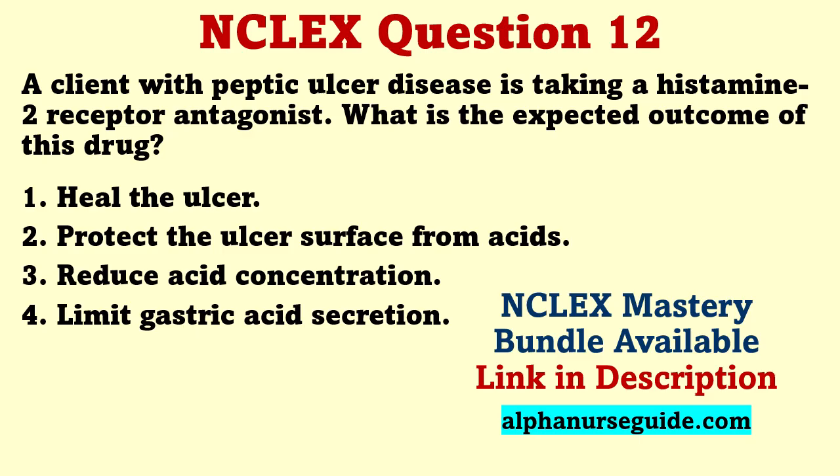Limit gastric acid secretion. Histamine 2 receptor antagonists reduce gastric acid secretion. Antisecretory drugs or proton pump inhibitors, such as omeprazole, help ulcers heal quickly in 4 to 8 weeks. Cytoprotective drugs, such as sucralfate, protect the ulcer surface against acid, bile, and pepsin. Antacids reduce acid concentration and help reduce symptoms.